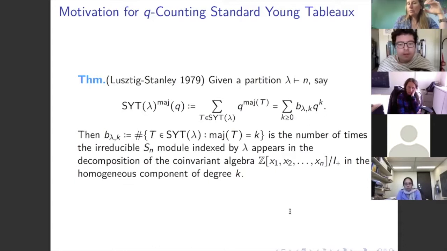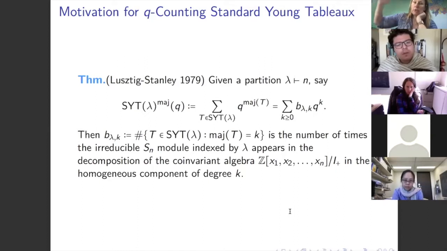Because the numerator and the denominator of that quotient both have an Sn action, the quotient has an Sn action. And so you can ask, how does that algebra decompose into irreducibles? The Sn action respects the degree of the polynomials, so you break it up into different degree pieces. If you want to know how many times the irreducible S lambda appears in the polynomials of degree k of this quotient, the number of times is exactly b lambda k, the coefficient of q to the k in this polynomial. Isn't that nice? Once you see that, you say, okay, major index is important then.